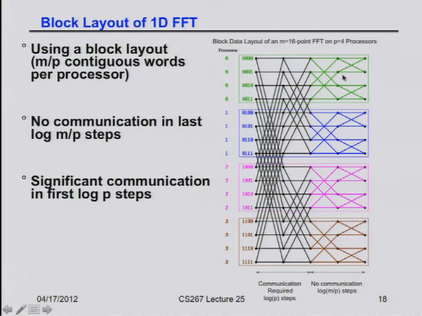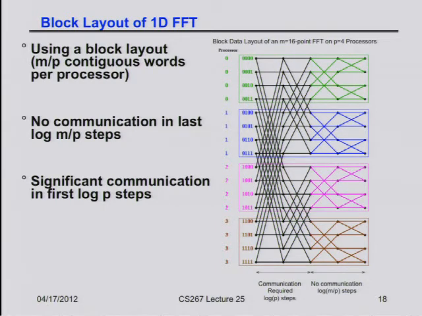I look at the first bit, and that's the 8. That tells me to go 8 away. Then I look at the next bit. It's a 4. It tells me to go 4 away. So as soon as I don't have to go far enough away and I'm in the same processor, I'm done. That's log p steps. You can sort of count bits. That's how many steps you have to take. And the last log m over p steps, because there's a total of log m steps, there's no communication at all. Okay, so that's the blocked layout.